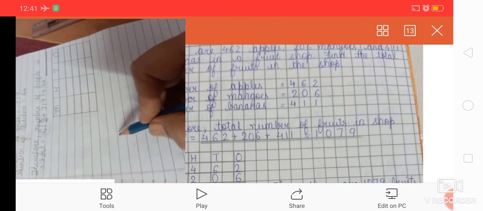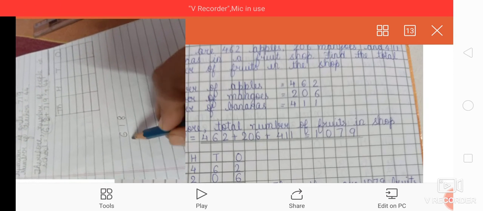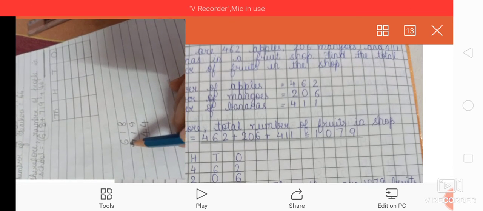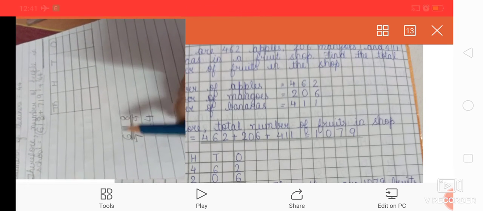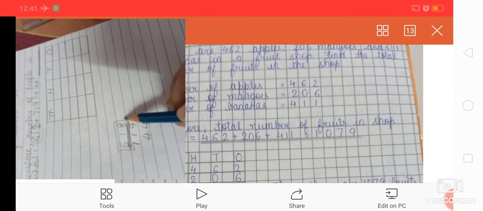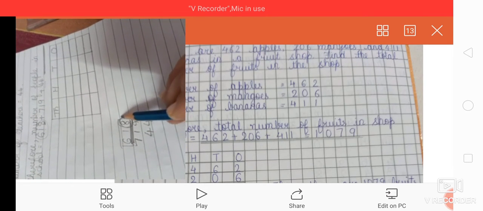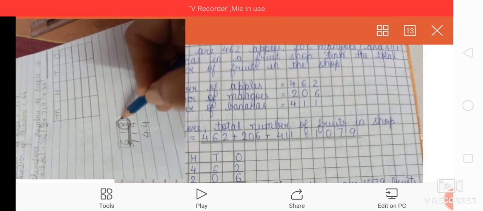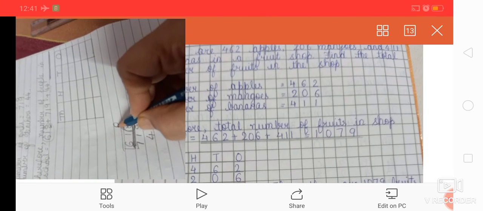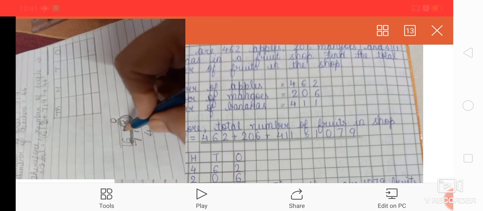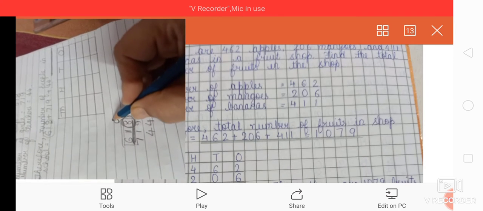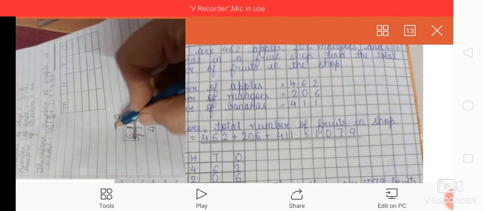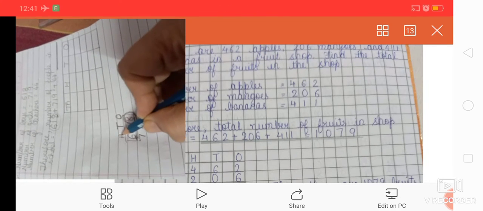Now there are three numbers given, no? 618, 719 and 44. So what is the first number? First number is 618. In this number you will always see the last number first. This number comes under the ones place always. Now this 1 will come on the tens place. 6 will come on the hundreds place.